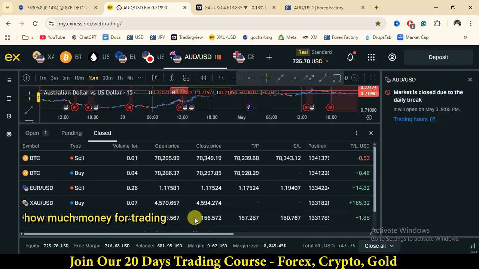So the first thing I want to answer is how much money you need for trading. It's not about money. Trading is not about money. You don't need money for trading. Just understand me, you need knowledge. What knowledge do you need? First, the simple concepts: support and resistance, liquidity, most important. Market structure is most important. The only thing you need to understand is market structure. If you understand or master market structure, what is market structure?